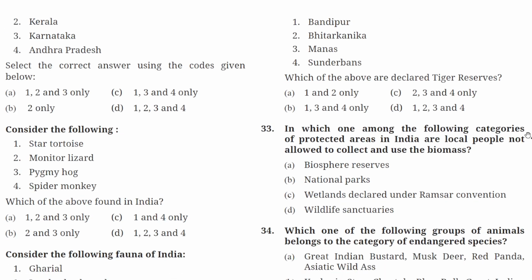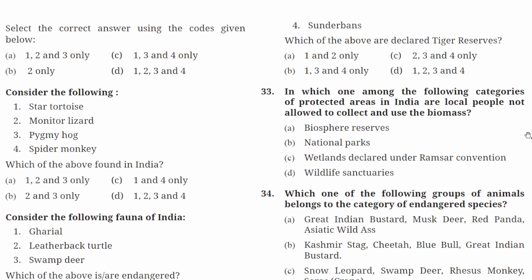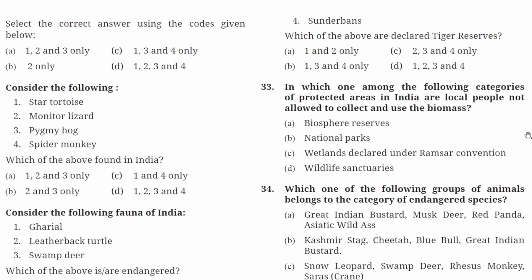33. In which one of the following categories of protected areas in India are local people not allowed to collect the use of biomass? Okay. Local area people can't collect. So the answer is national parks. Okay.